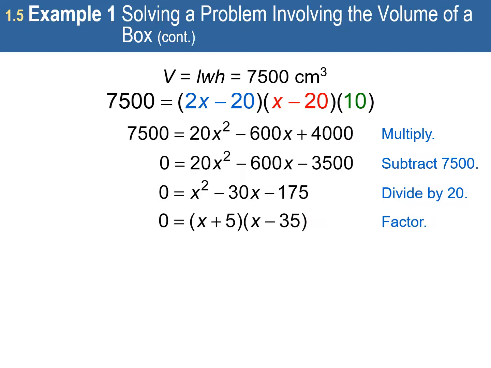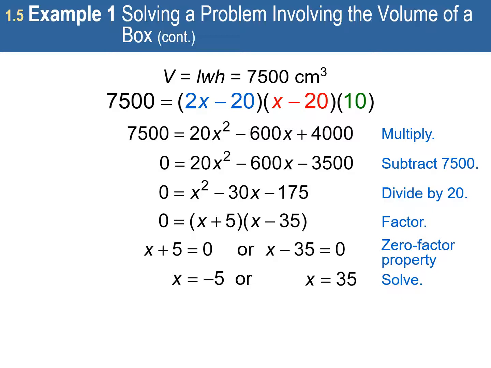I can factor this one to get x plus 5 times x minus 35. And then use the 0 factor property. So x plus 5 is 0, or x minus 35 is 0. Solving these, I get x is negative 5, or x is 35.